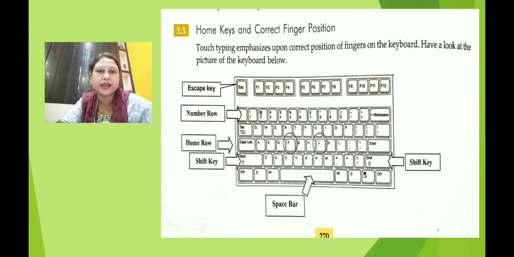Apart from the numeric keypad, we have the home row, which is the middle row of the keyboard. Then we have the shift key over there, the space bar, and the second shift key on the right-hand side. So accordingly, you can place your fingers on the keyboard and type.